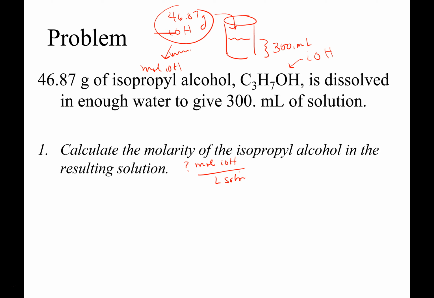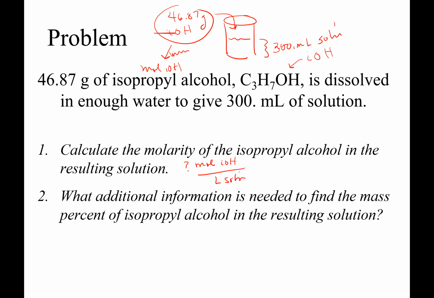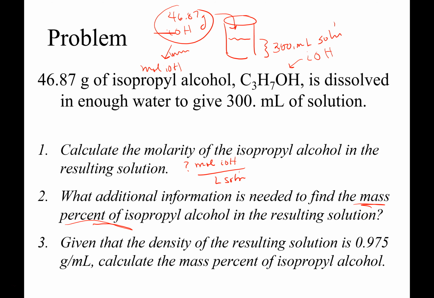And then once we have that, we can use it and divide those moles by that volume. So this is 300 milliliters of solution. A follow-up question is, we actually cannot knock out the mass percent of isopropyl alcohol with the information we're given. It's kind of a silly way to ask it, but if I'm given the density of the solution, 0.975 grams of solution per 1 milliliter of solution, then I can go ahead and knock out the mass percent, and I'll show you what that looks like.